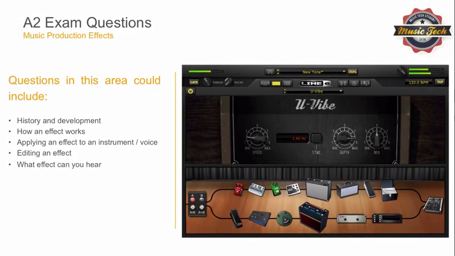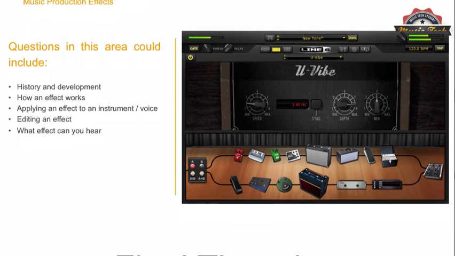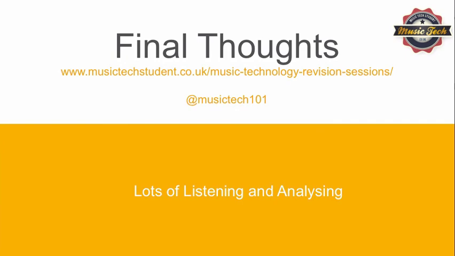Just to recap on what I've just said then, the questions you get are history and development, how an effect works, applying an effect to an instrument or voice, editing that effect, and what effect can you hear. Those are the more common questions you could get in this area. So you will need to do lots of listening and analysing, and just recap and consolidate all that information that you've been doing throughout your coursework and throughout the last exam as well.